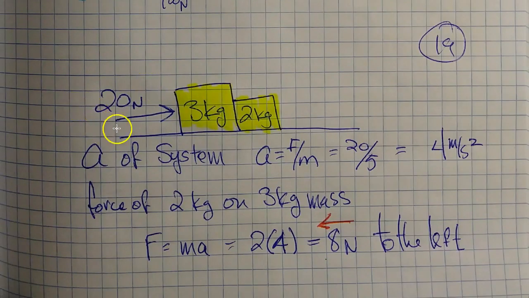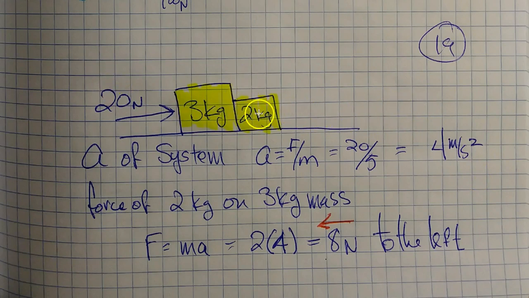Number 19, we have a system. So we have 20 newtons being applied to 3 kilograms pressing against a 2 kilogram block. So the first thing is to find the acceleration of the entire system. You take the force divided by the mass, 20 divided by 5, and we get an acceleration of 4 meters per second squared to the right.